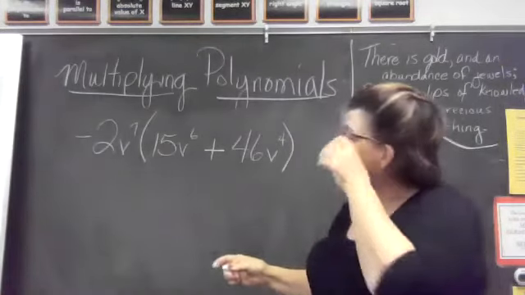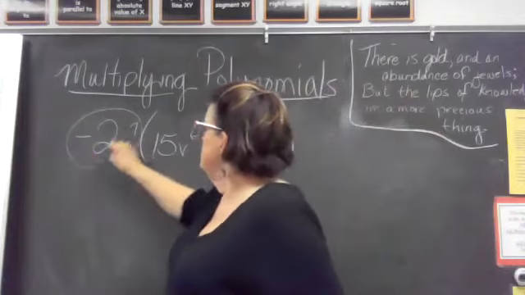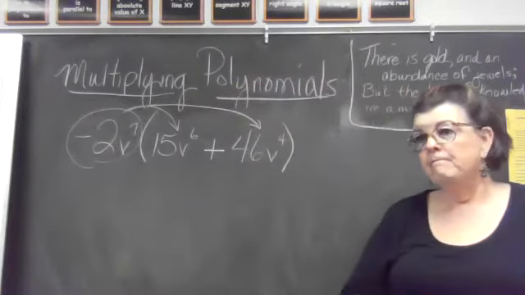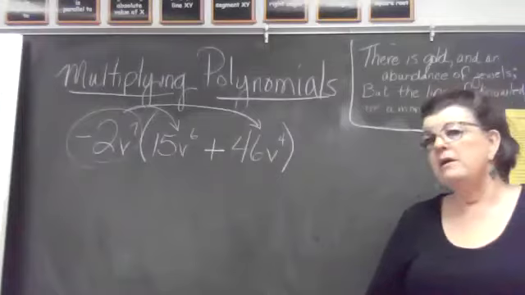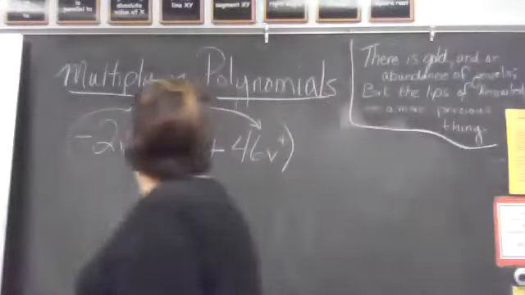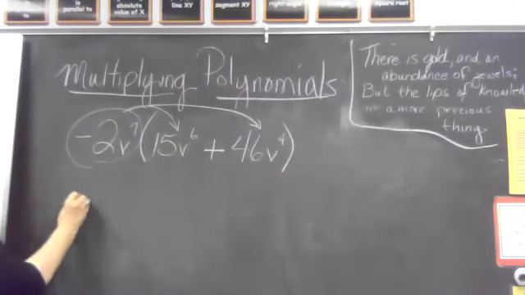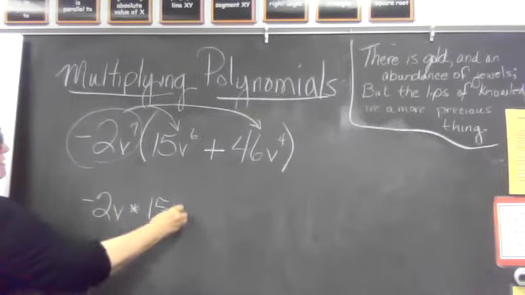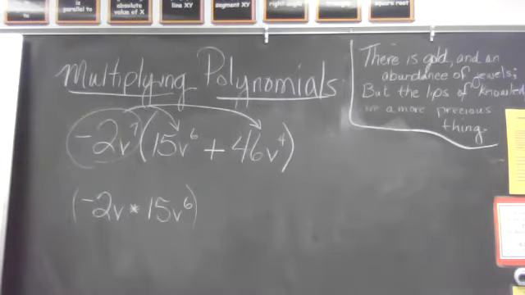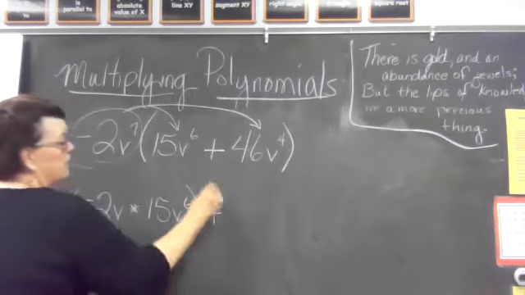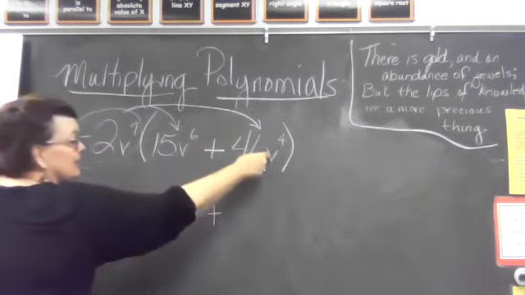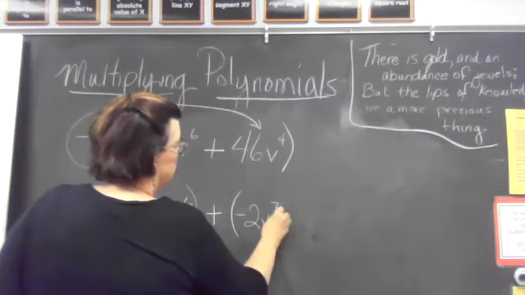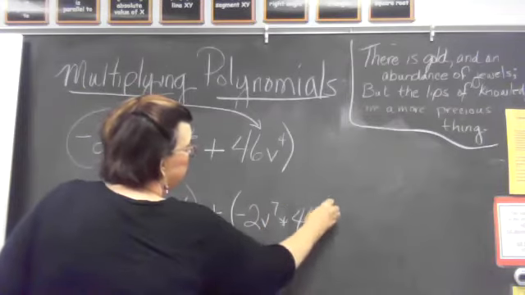However, the distributive property says, take what's in front and multiply it by each piece. Do y'all remember the distributive property we've been doing? Yes. So now I'm going to go ahead and write an extra step in here. Y'all don't have to do this, but I want to show you what's happening. We're going to take this negative 2v times 15v to the sixth. We're going to do that one first and get an answer. And plus, then we're going to do it again. So we have negative 2v to the seventh times 46v to the fourth.